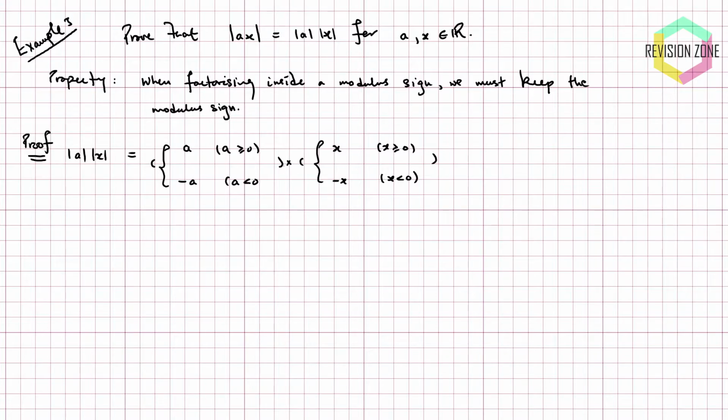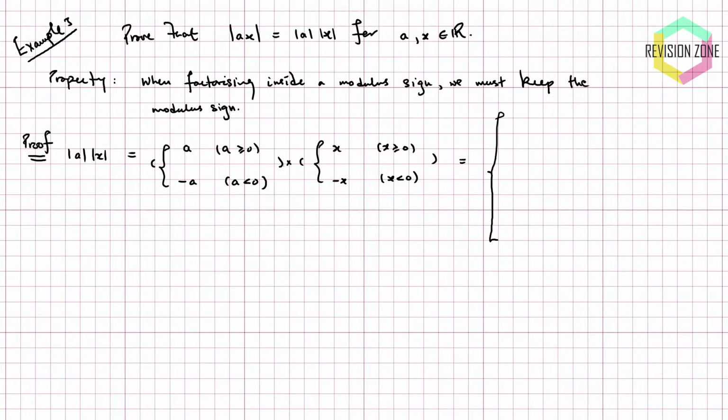Now here's the slightly tricky part: when we multiply this out properly, we're going to have lots of branches. I could have a case where a is non-negative but x is negative. I could also have a case where a is negative but x is non-negative. And I can have a case where a is negative and x is negative, or a is non-negative and x is non-negative. So all those cases have to be considered. In other words, when I expand this out, what I'm going to get is as follows.